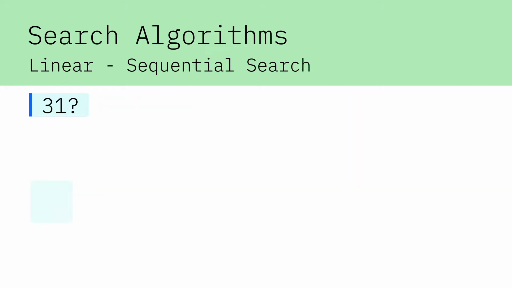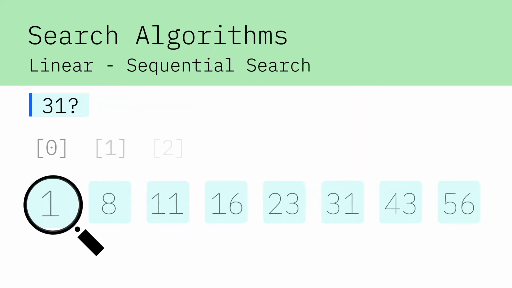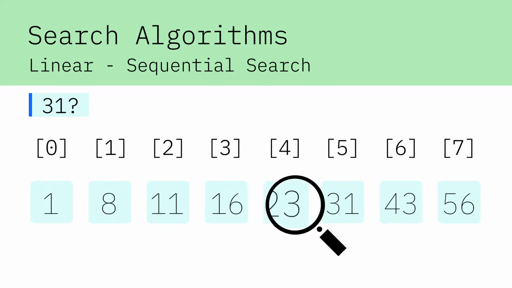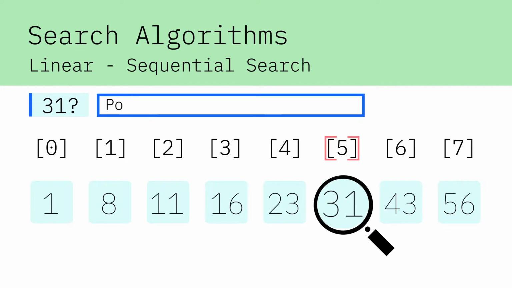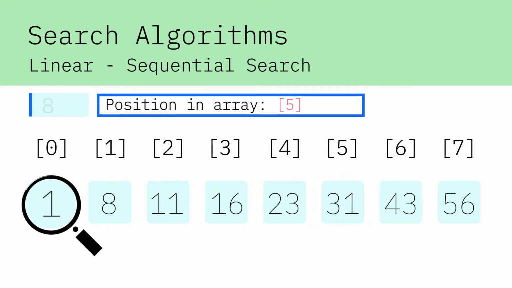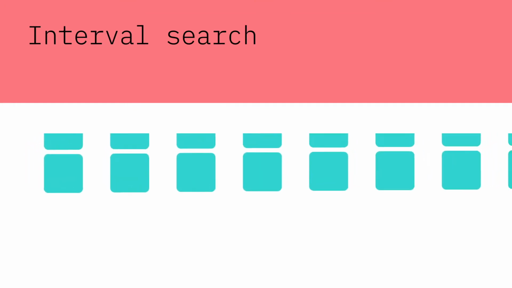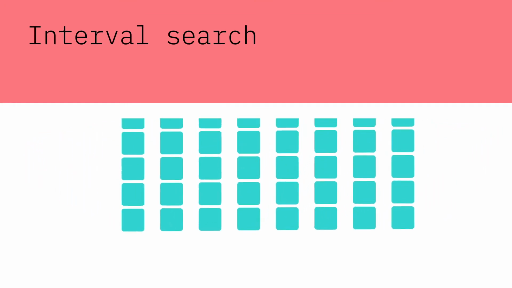Linear search checks each element of the list in sequence until a match is found or the whole list has been searched. When a match is found, the algorithm reports the position of the target element. If the end of the array is reached and no match is found, the algorithm reports that the target has not been found. Interval search algorithms break the array into smaller parts to be searched.